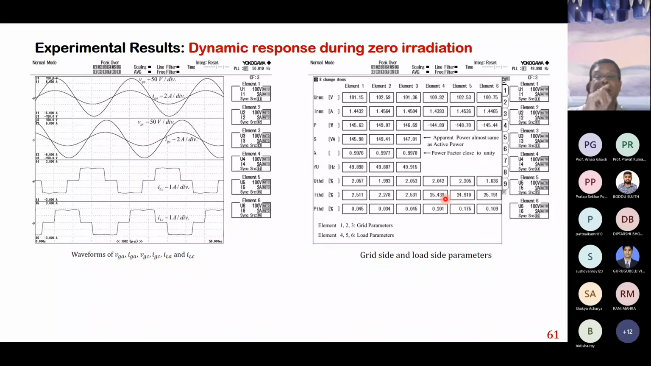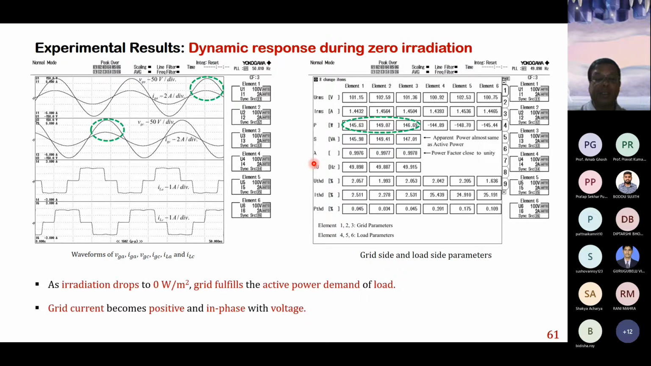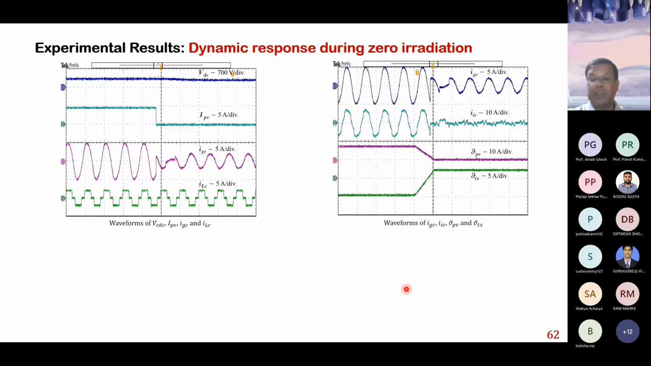And this is the response during the zero irradiance. So it is very similar to that, but here the active power, the entire load power, is supplied by the grid, and grid current is positive and in phase with the grid voltage. So this is the set of waveforms that we obtained with zero irradiance, and the left side one is the DC-link voltage, PV current, grid current, and load current. And this is the grid current and the load current, and we have VPV and VTX.